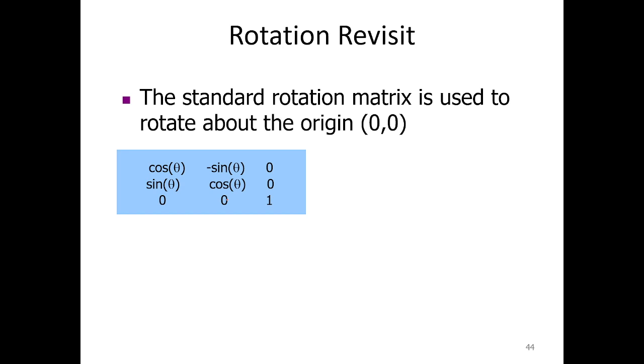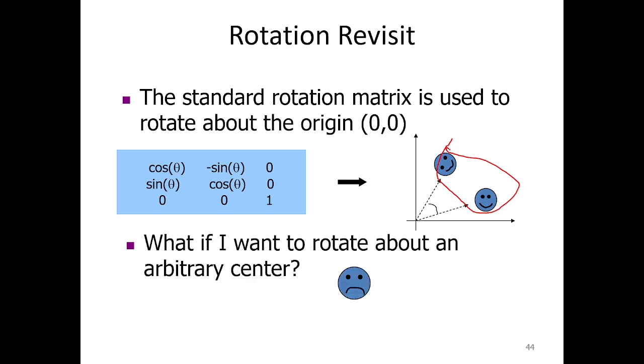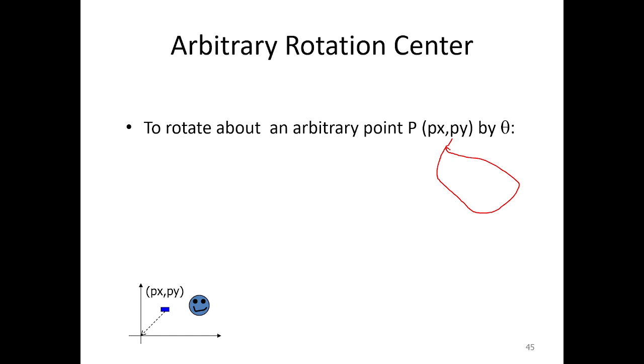Then rotation. The standard matrix used to rotate about the origin 0 comma 0 is cos theta, minus sin theta, 0; sin theta, cos theta, 0; 0, 0, 1. Likewise, we rotate the particular objects. Clearly, this is the rotation of the object. If you want to rotate about an arbitrary center, that is, rotate about an arbitrary point P of px comma py by theta, it will be changed like that.